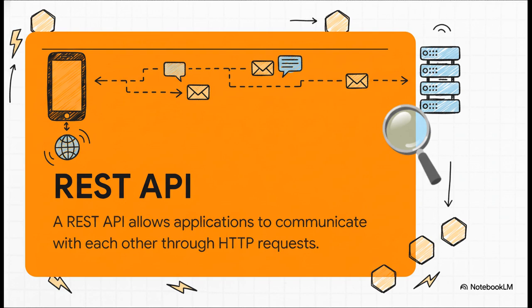Think about the weather app on your phone. That app doesn't magically know the forecast, it needs to ask a big weather server for the latest data. Well, the API is the messenger that lets your app talk to that server using a language they both understand, HTTP. It's the set of rules for that conversation.